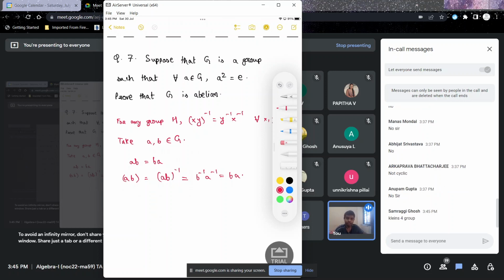Okay, very good. Klein's 4 group. Very good. Now, can you give me an example of an infinite group in which every element satisfies this property that A square is identity? Based on what you have done, we know any group which satisfies this particular constraint, that for every element A square is identity, that group must be abelian. What I am asking for is an example of an infinite group that satisfies this property.